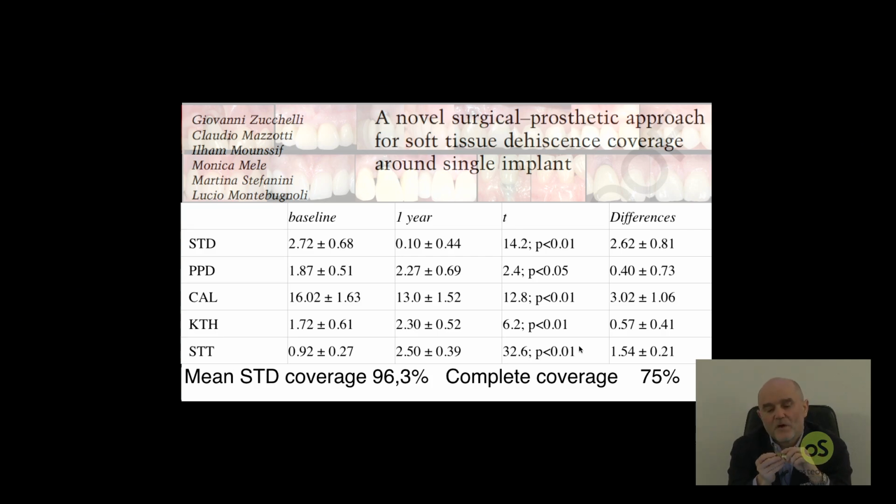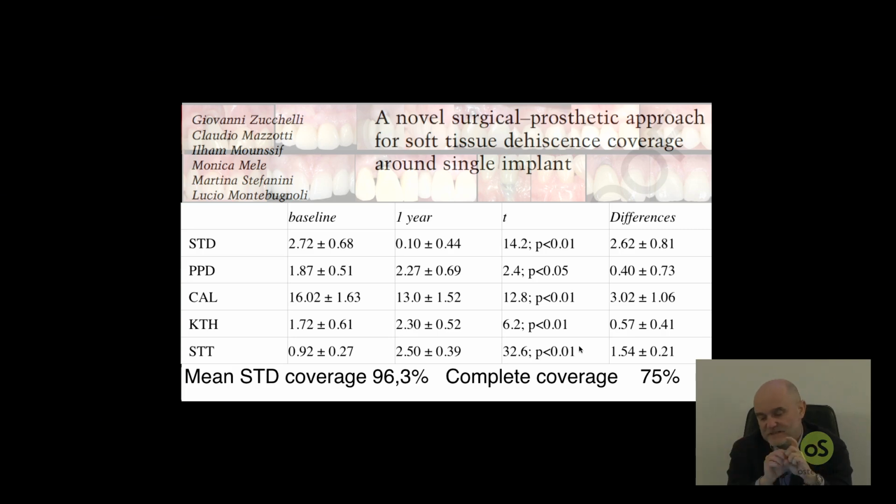And I want to remind you that complete coverage means that you are able to replace the soft tissue margin at the implant-supported crown exactly at the same level of the soft tissue margin of the adjacent natural tooth or homologous natural tooth. This is exactly what the patient would like to see, so to have the natural tooth and the adjacent implant crown exactly at the same level.